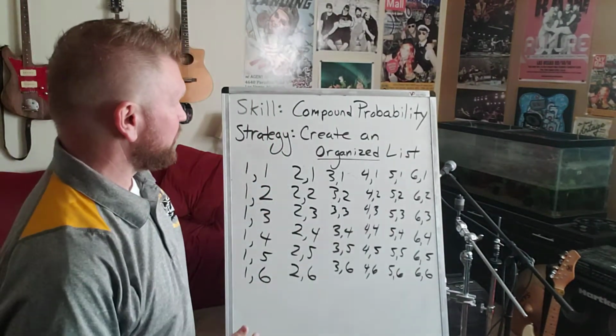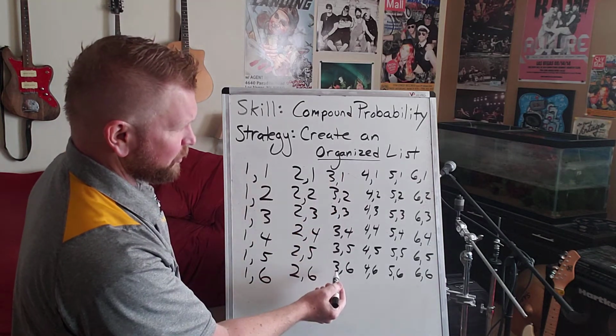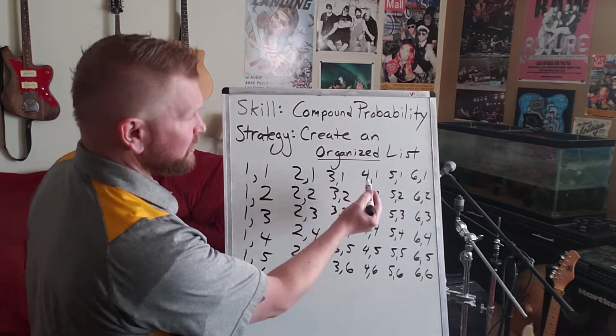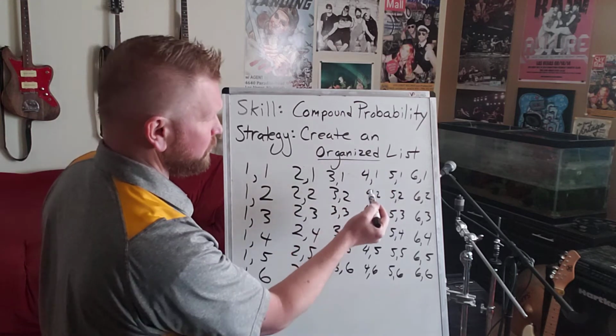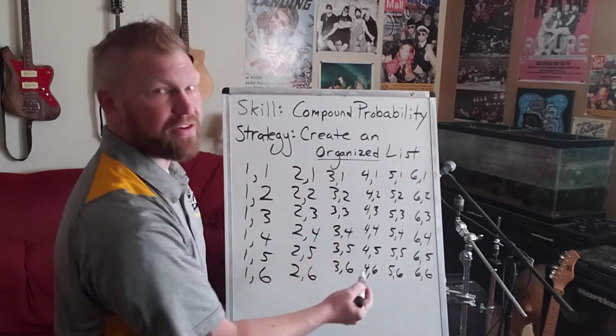All right, so here we go. So we've got all the possible outcomes. Continuing with all the things that could happen if he rolls a 3 the first time, and then what about if he gets a 4 the first time? 4, 1, 4, 2, 4, 3, all the way down to 4, 6. Same thing with 5, 1, 5, 2, all the way down to 5, 6.